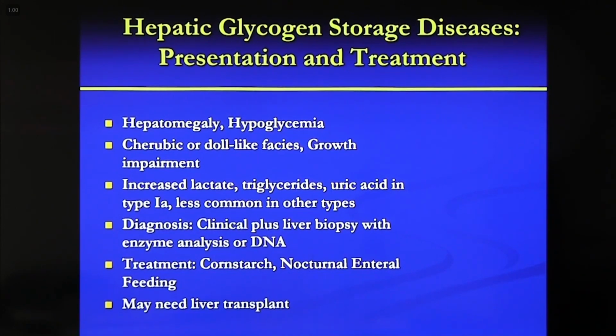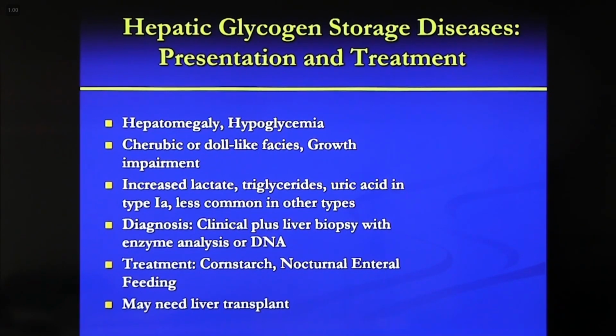And the triad in glycogen storage disease type 1 is increased lactate, increased triglycerides, and increased uric acid. The diagnosis used to be made by liver biopsy, but now DNA panels are the way to go. And the treatment of this is cornstarch and nocturnal enteral feeding. So if you can imagine, cornstarch is like a form of slow-release glucose. So it's almost like glycogen, and it sits in your intestine, and it's released over time.